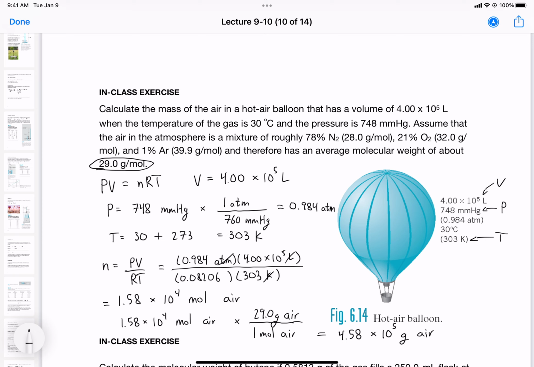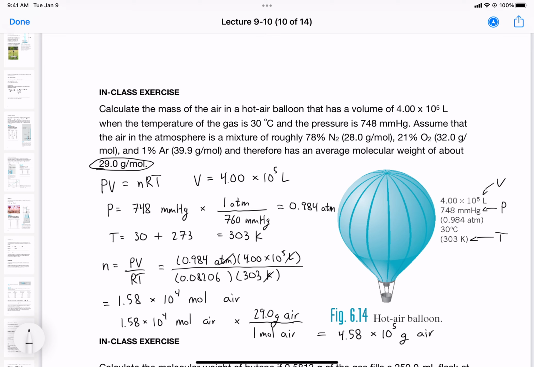Okay, so that's how we solve this one. We're solving for mass, but sometimes we may solve for pressure or temperature. It doesn't matter, because as long as we have this equation, we just need to rearrange the equation and then solve for the unknown variable. Okay, so 4.58 times 10 to the 5th grams of air. So that's a lot of air.